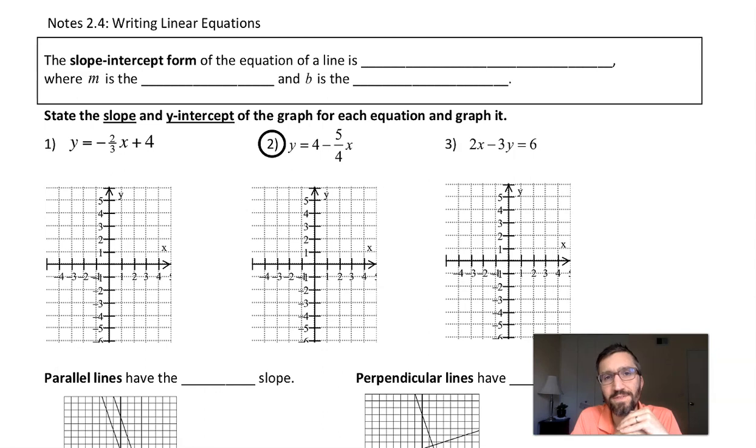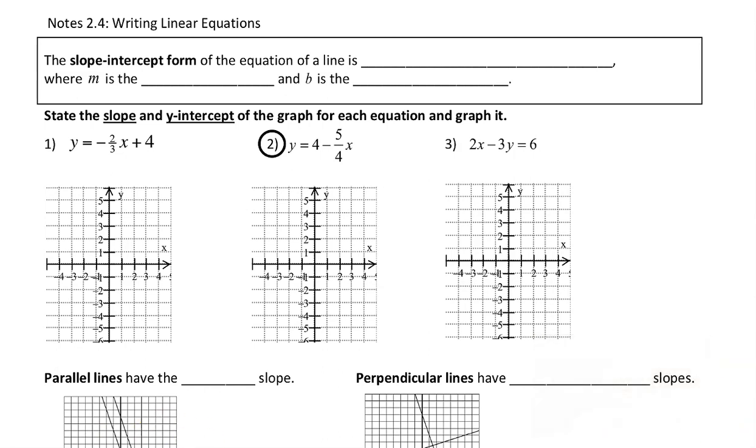This should be a review of stuff you've done in Math 1 and Math 2, but we'll pick it up and review slope and y-intercept. We'll talk about slope-intercept form and point-slope form today. So let's get started. The slope-intercept form of an equation of a line is y equals mx plus b.